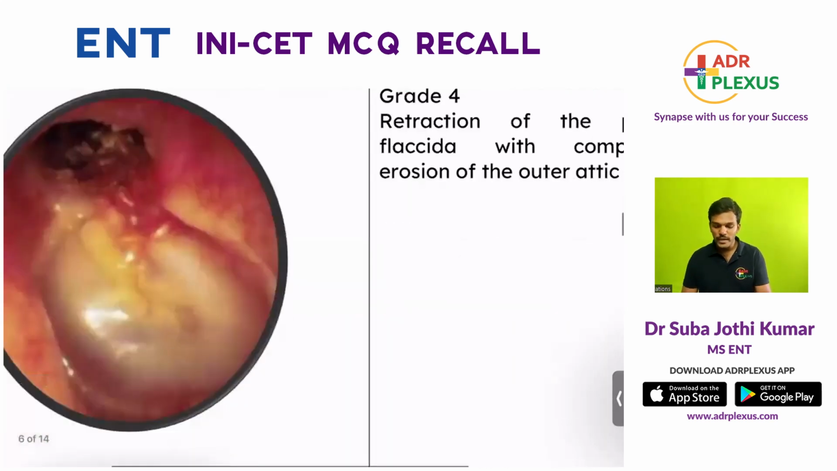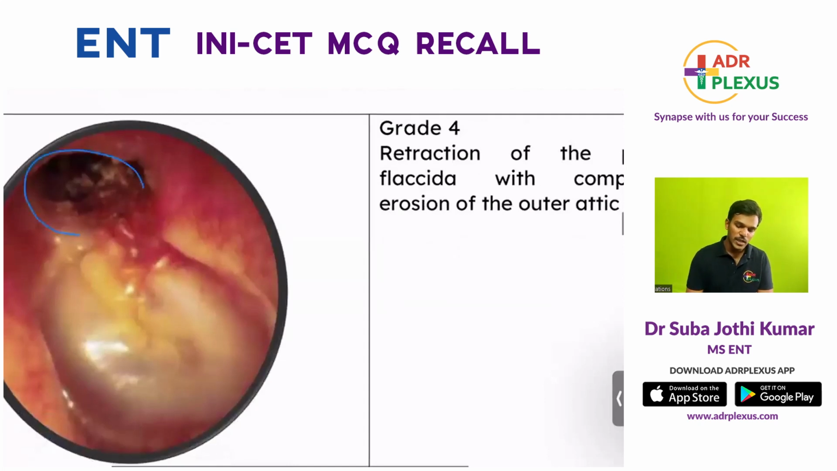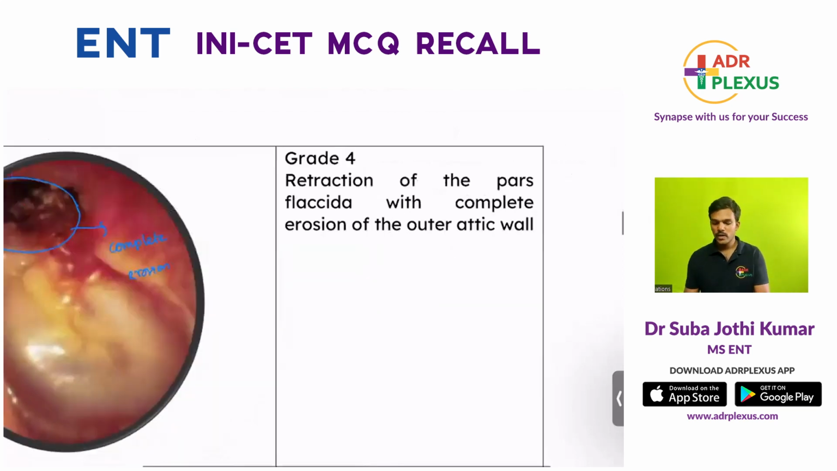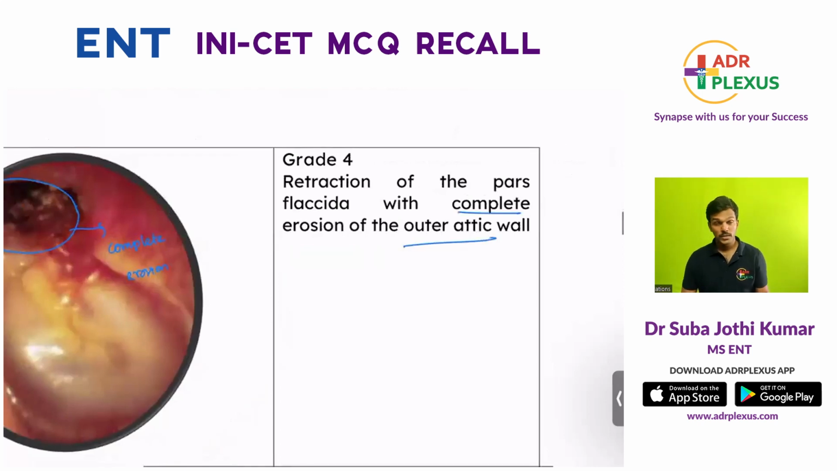Grade 4 is complete erosion of the outer attic wall or scutum. Clear? So this holds good for the TOS classification of pars flaccida retraction. It is an unsafe type of CSOM, or attico-antral type, or squamous type.